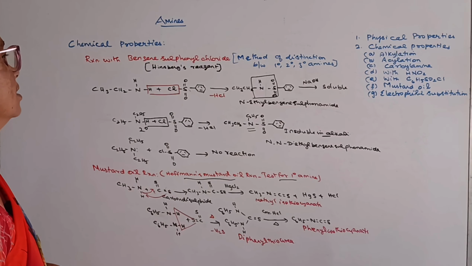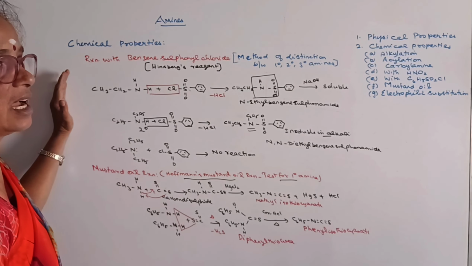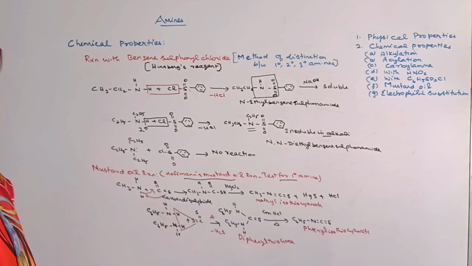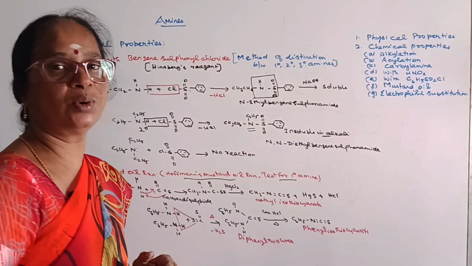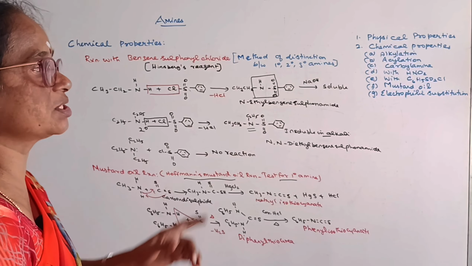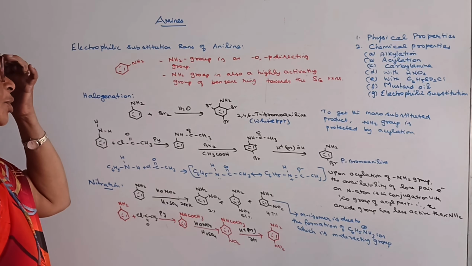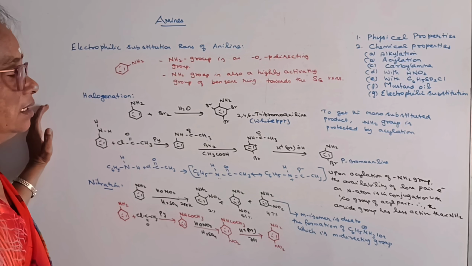That's all for the chemical properties of aliphatic amines as well as aromatic amines. Now we are going to see the electrophilic substitution reactions of aniline. Electrophilic substitution reactions of aniline.